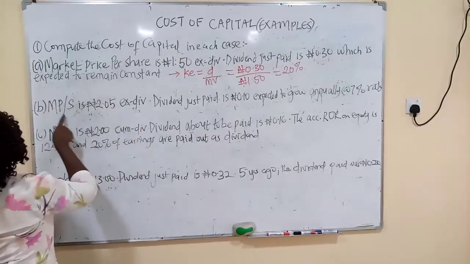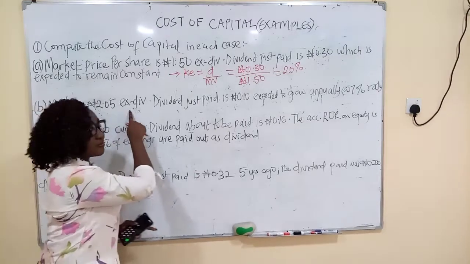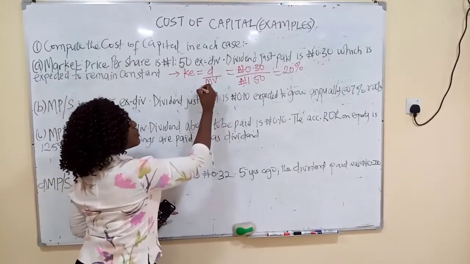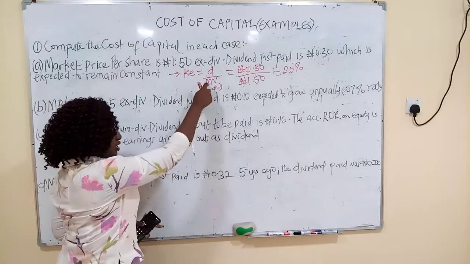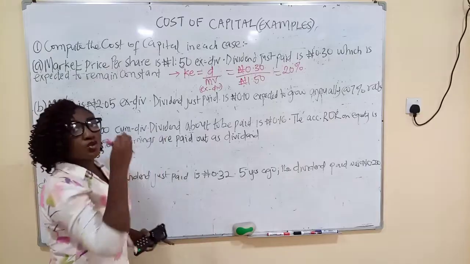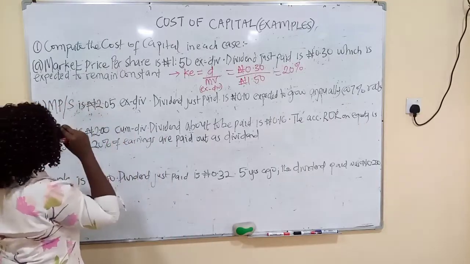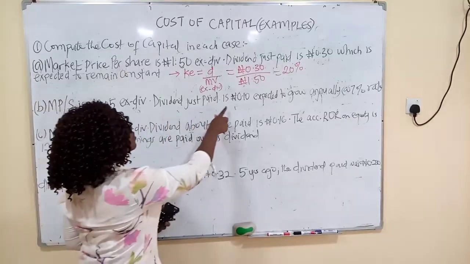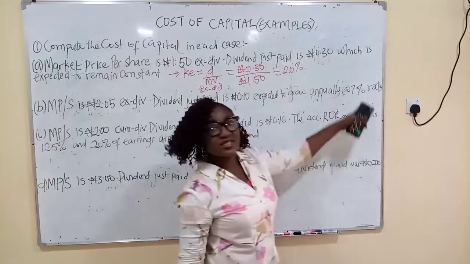Now the next one is saying market price per share is 2 naira 50 kobo ex div. Remember that the rule is that this market price must be ex div. You can't be determining cost of equity when the dividend element is included here. So if it is cum div, you remove the dividend element. Now they said market price per share is 2 naira 5 kobo ex div. Dividend just paid is 0.10 naira, expected to grow annually at a 7% rate.